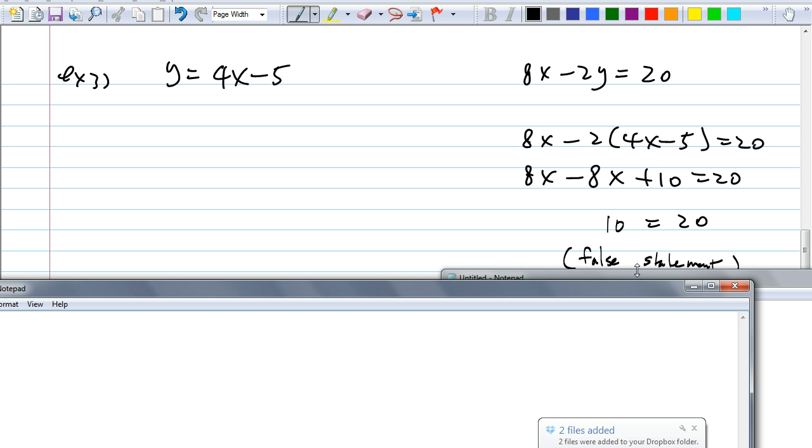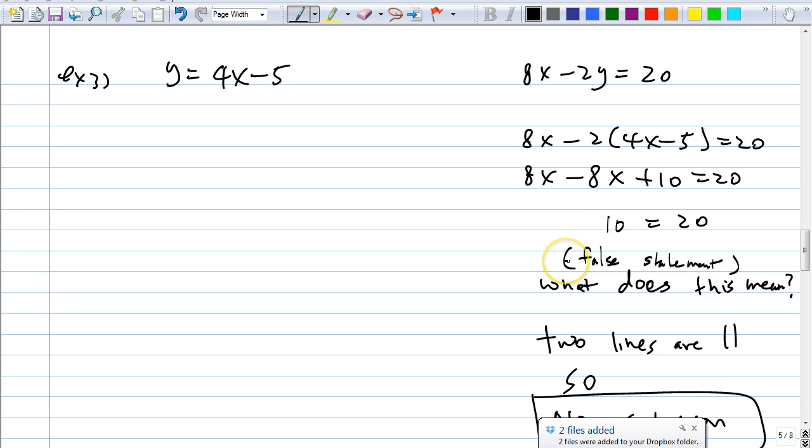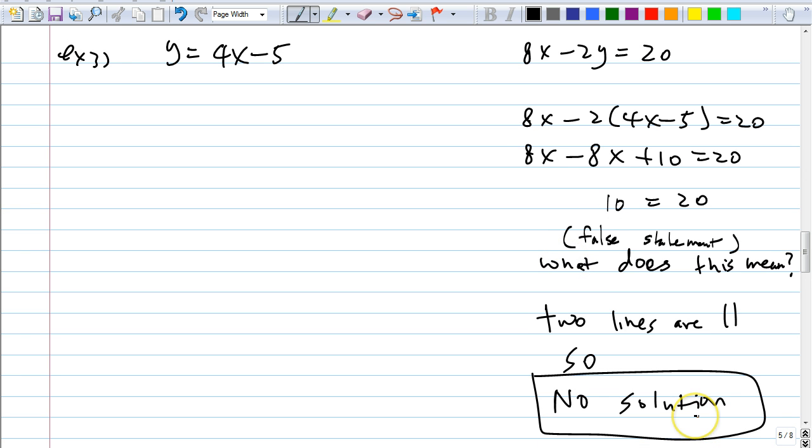So raise your hand. What do you think it means? Derek? That means the lines are parallel. In other words, if the lines are parallel, what do you think your solution is then, Cameron? No solution is correct. So this one, what does it mean? It means the lines are parallel. So you have no solution.